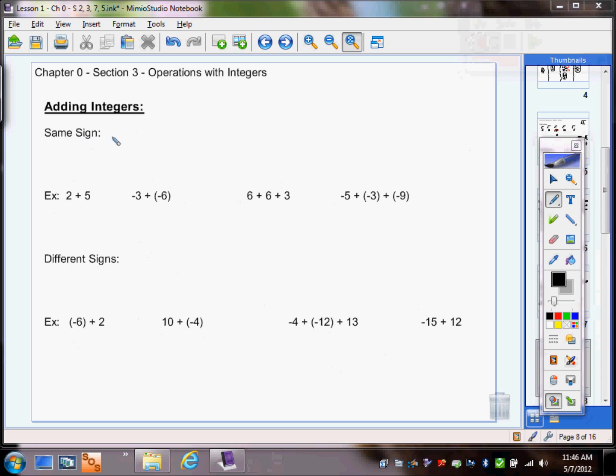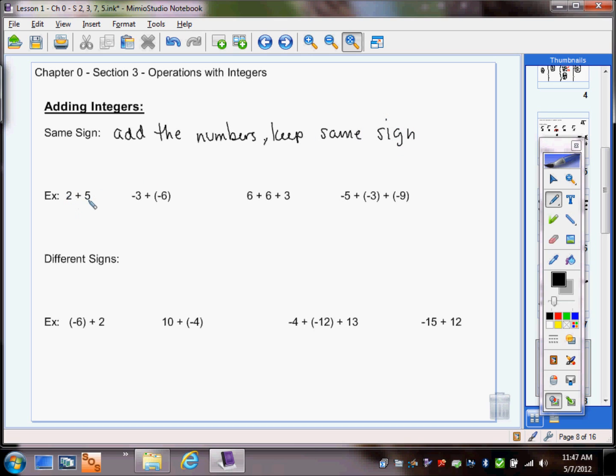Right? If they have the same sign, so it's like a matching game, right? If they have the same sign, you add the numbers and keep the sign the same. Okay. Well, when it's two positives, you guys never have any problem with that. You've been adding two positives together since you were this big. Yeah, two positives is a positive, right? You already know how to do that. It's when it's two negatives, or a negative and a positive, that it gets confusing.